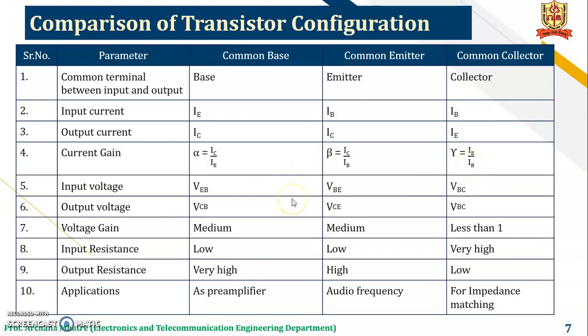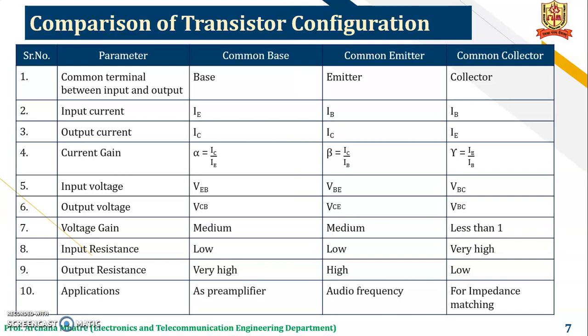Now the input voltage is VEB for common base, VBE for common emitter and VBC for common collector. Output voltage is VCB for common base, VCE for common emitter and VEC for common collector. The voltage gain of common base is medium, for common emitter it is medium, and for common collector it is less than 1. The input resistance of common base is low, for common emitter it is low, and for common collector it is very high. The output resistance of common base is very high, common emitter is high, and common collector it is low.